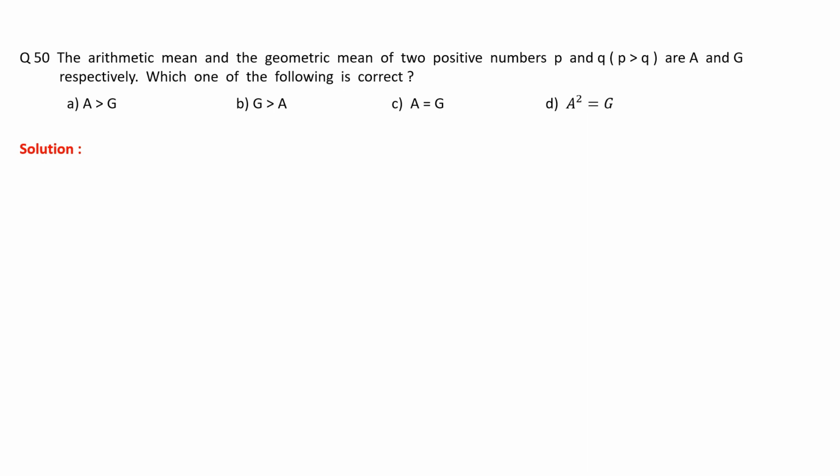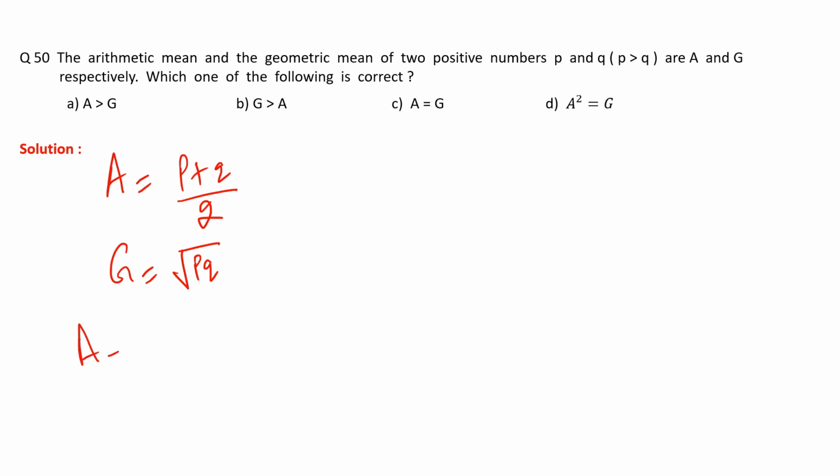But since here numbers p and q are not equal, p is given to be greater than q, therefore arithmetic mean A will be greater than geometric mean G, right? That means A option is correct. But to make it more clear to you, I will be proving this result. So let us take A as (P plus Q) by 2, because A is the arithmetic mean and G will be square root of PQ.